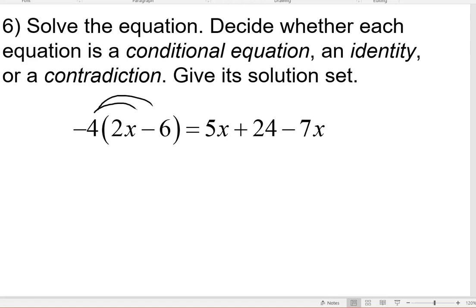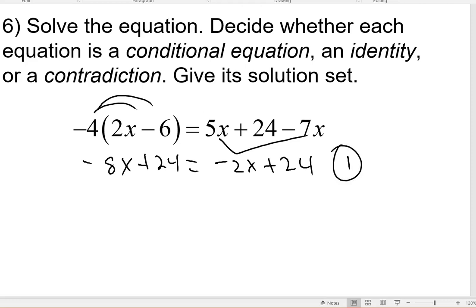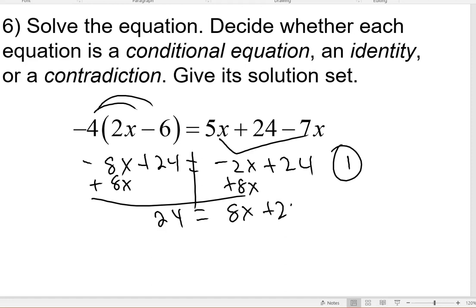Similar, distribute. Negative 8x plus 24. Negative 2x plus 24. Now that's step 1, that's simplifying. Step 2, we want to get that variable on one side. This time, I'm going to add the 8x to keep stuff positive. 24 is equal to 8x plus 24.